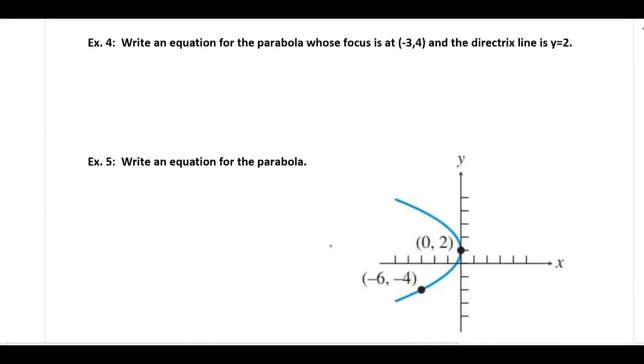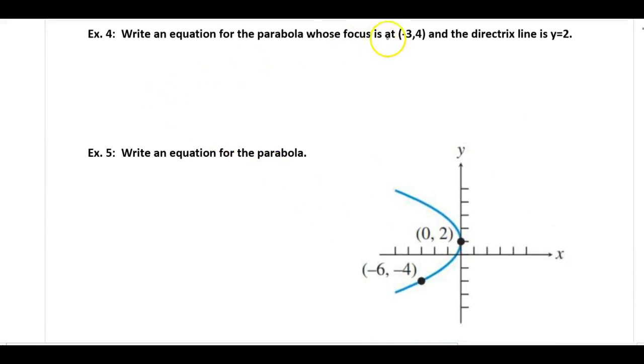Alright. Number 4. Write an equation for a parabola whose focus is at (-3, 4) and directrix is the line y = 2. So again, this gets a little tricky here. My focus is at (-3, 4), and my directrix is the line y = 2, which is a horizontal line. Remember, the parabola will always open in the opposite direction of the directrix. So right away I know it's going to open up.